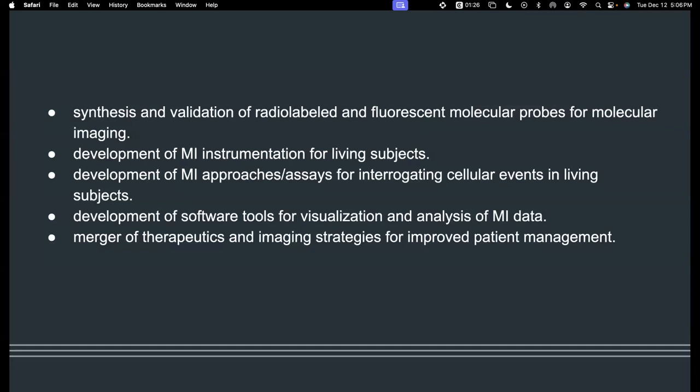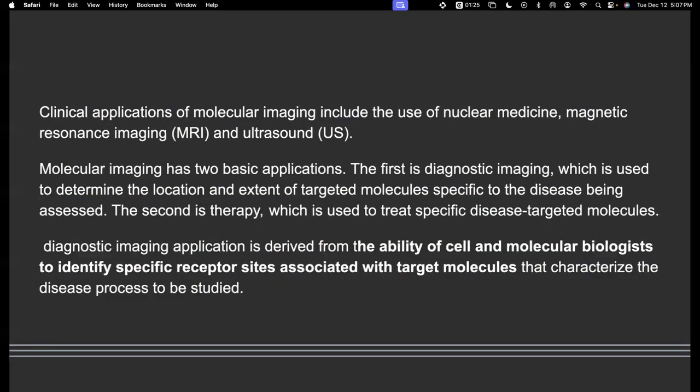All to say, each of these key studies, including chemistry, cell biology, instrumentation, preclinical, and nanotechnology, all contribute to the formulation of these ideas listed here. And we also have other things to consider. Clinical applications of molecular imaging also include the use of nuclear medicine, magnetic resonance imaging, which is MRI, and ultrasound, US.